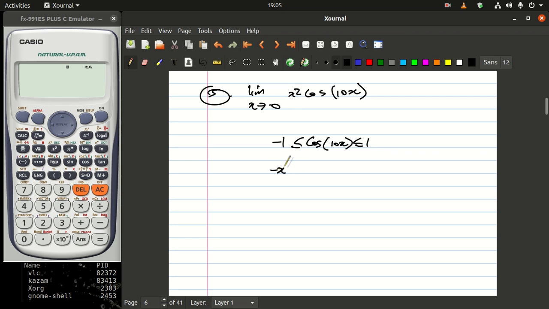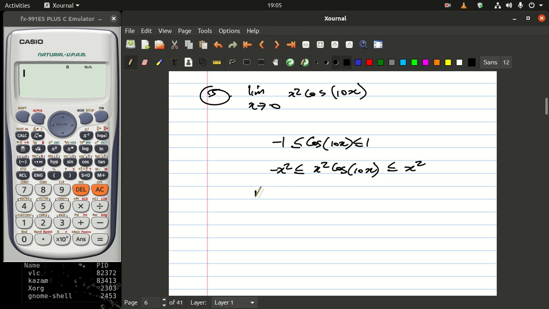I will get minus x squared less than or equal to x squared cosine of 10x. If I'm multiplying, I should multiply it throughout. So I'm going to have x squared cosine of 10x less than or equal to x squared. Take note that the reason these inequalities are not changing is because x squared is positive. So when you're multiplying by a positive thing, the inequality is not going to change.